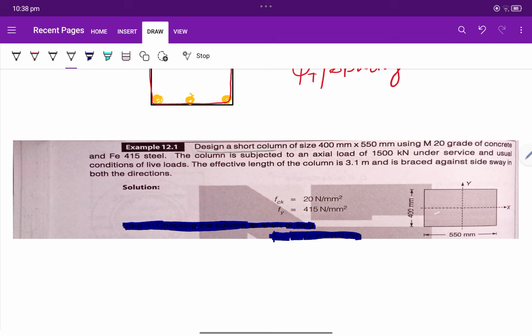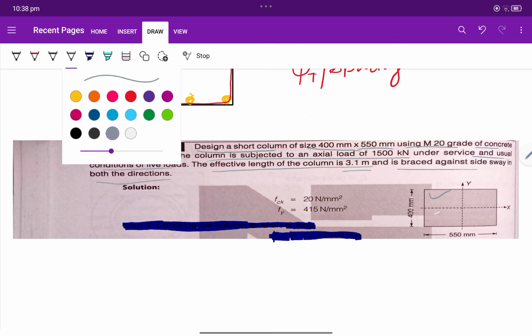Design a short column of size 400 by 550. Here is the diagram given, 400 by 550, using M20 grade of concrete and Fe415 steel. The column is subjected to an axial load of 1500 kilonewton under service and usual condition of live load. The effective length of the column is 3.1 meter, and it is braced against sidesway in both directions, meaning rotation is also restrained.